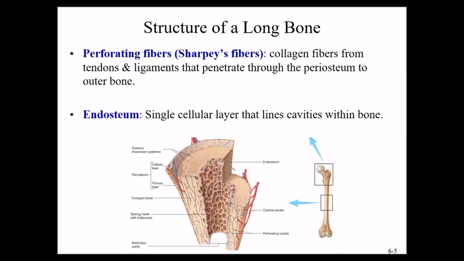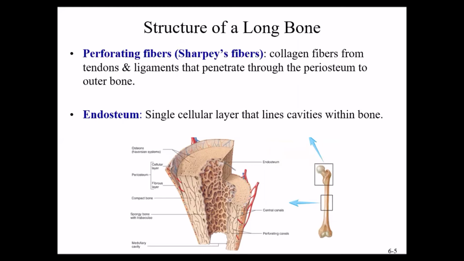The perforating fibers, sometimes referred to as Sharpey's fibers, are collagen fibers that help to connect your tendons. Your tendons are connective tissue that help to bind the muscles to the bones, and then ligaments help to connect bones to bones. And so perforating fibers help to connect these types of connective tissues to the periosteum.